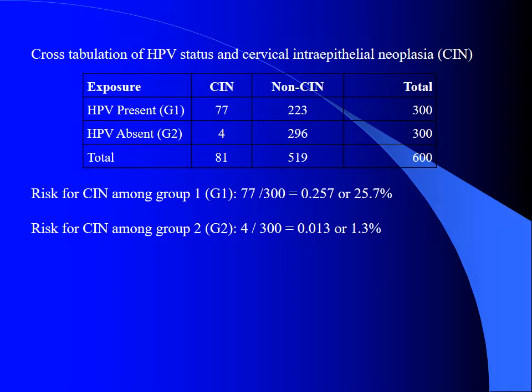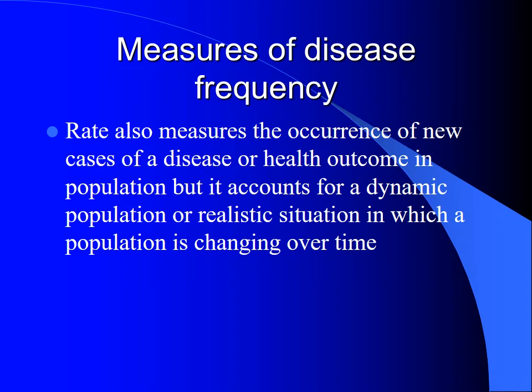Here we are only talking about magnitude, descriptive epidemiology. Now coming to measures, the third measure is rate. Rate also measures the occurrence of new cases, like risk of disease or health outcome in the population, but it accounts for a dynamic population. While calculating risk, we assume all women started at one time point, and they are followed up, and we observed the detection of a precancer.